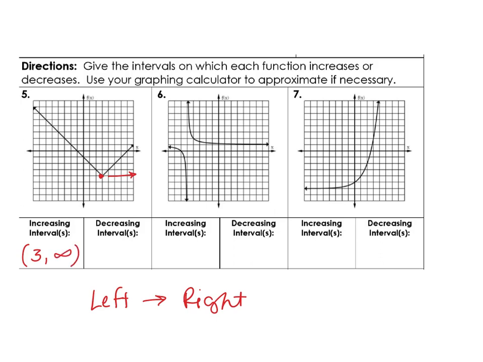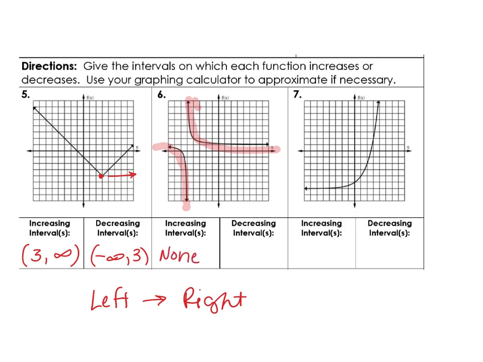And our function would be decreasing from negative infinity to 3. Our next one, intervals of increasing. Notice this function, and this is why it's so important to realize you're reading left to right. As we go left to right, it is definitely not increasing. So this one would be none.